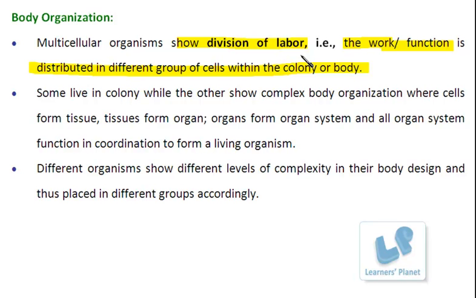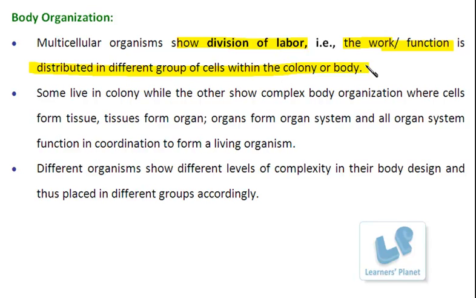Well, if we have to define it in the other way, I can say it is like distribution of work or the function in the different group of cells within the colony or the body. That is what is actually meant by division of labor.